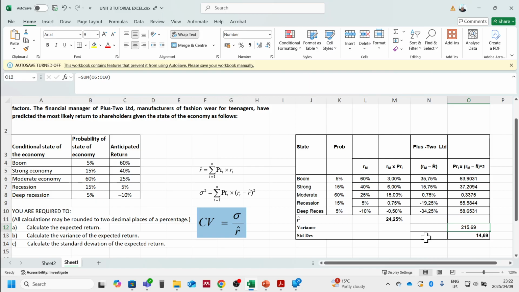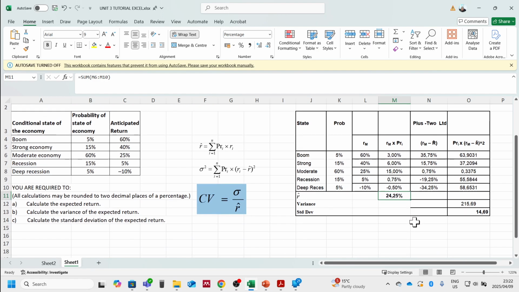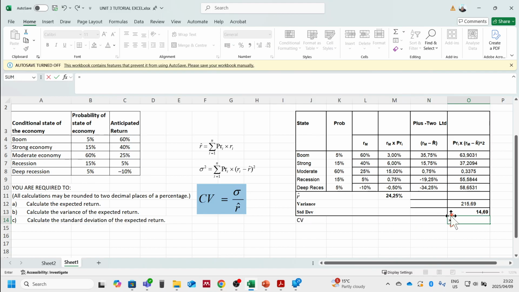So what this tells us is that we expect an average of 24.25% and a risk of 14.69%. So this means that when we compare this project with another project, we will compare how much return the other project is offering, and how much risk is associated with the return of that project. And then later we'll perform what we call the CV, which is the coefficient of variation, which in this case is going to be standard deviation divided by the expected return.